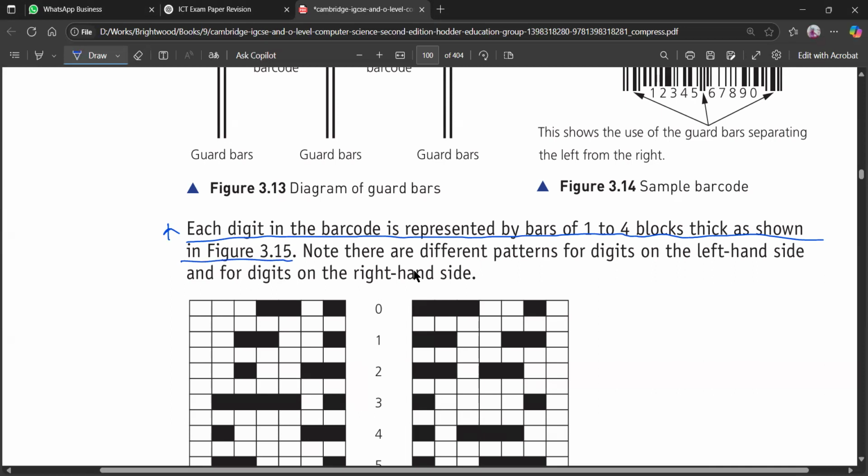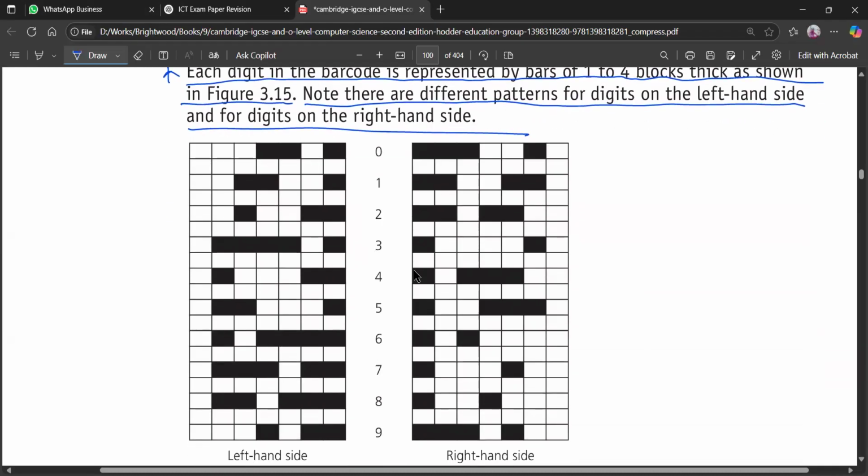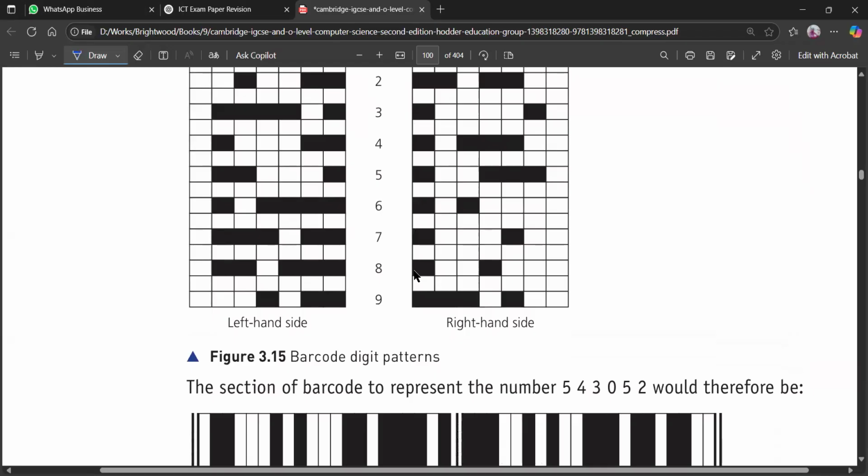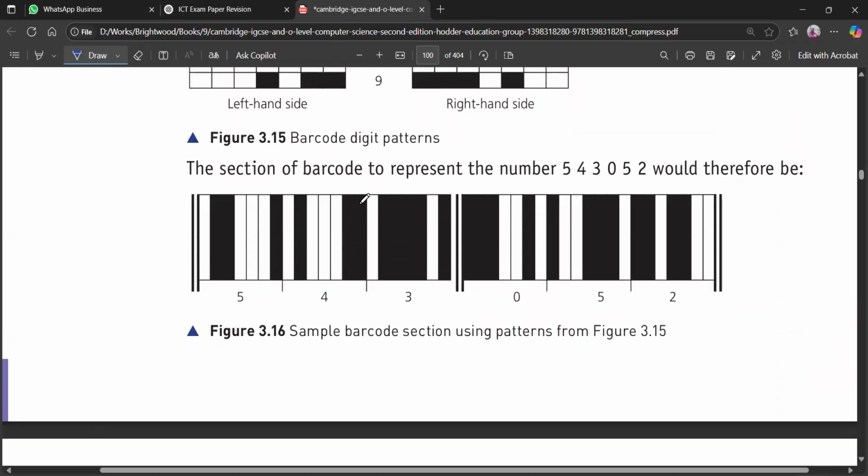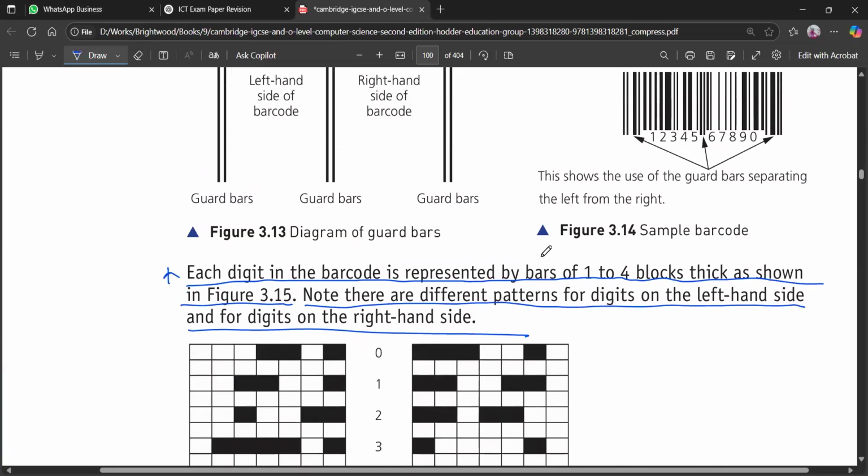Write this note: there are different patterns for the left-hand side and the right-hand side. Keep in mind they have different patterns. Look here at number 5. It is different on the left-hand side and on the right-hand side. So there are two different ways for the left and right sides. Can you write? Yes, write it.